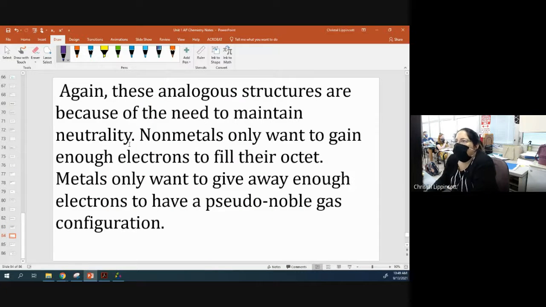All right, analogous structures are because of the need to maintain that neutrality. Non-metals only want to gain enough electrons to fill their octet, and metals want to give away enough to get a pseudo-noble gas configuration.